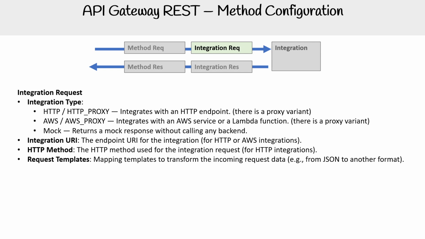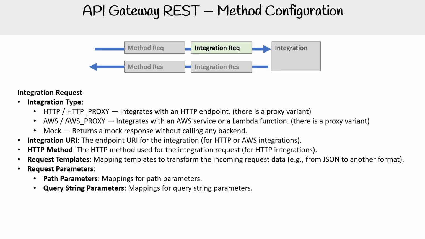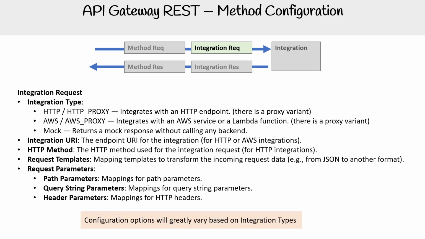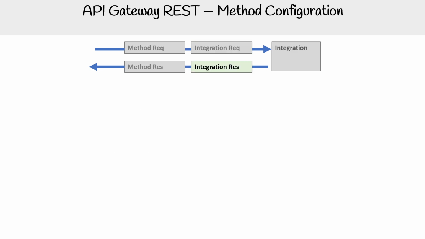We have request templates, which is actually mapping templates. Sometimes the docs call them request templates, and then in other places in the UI it's called mapping templates. This allows you to transform incoming request data from JSON to another format. We have request parameters, so we can map path parameters to other parameters. If you have parameters coming in and you don't like where they are, you could change them to different ones. We have query string parameters, so mapping query strings to other stuff, and the same thing with headers. Configure options will greatly vary based on the integration type, so there will be a lot more fields for each one. If it was AWS proxy, it would give you all these Lambda options, and we're not going to go through that there. It should be pretty obvious.